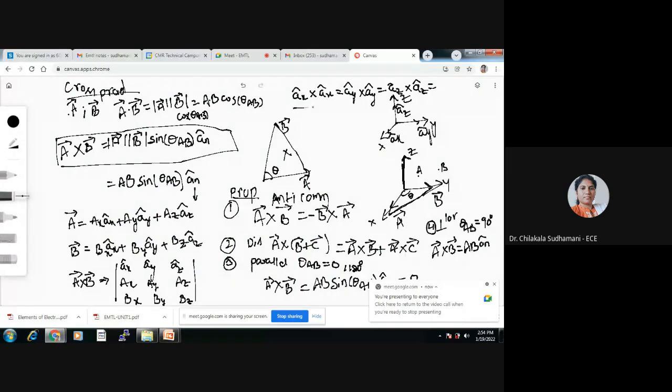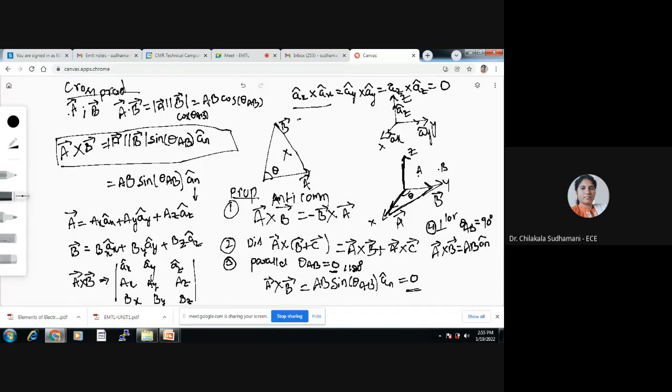Tell me what is the cross product of these two? 0. Why? What is AX? Unit vector along the x direction. And the other one is AX, also a unit vector along the x direction. So they are parallel along the x direction. Parallel means what is the theta value? 0. If theta is 0, what is the cross product? 0. So if they are parallel, then the cross product is 0.